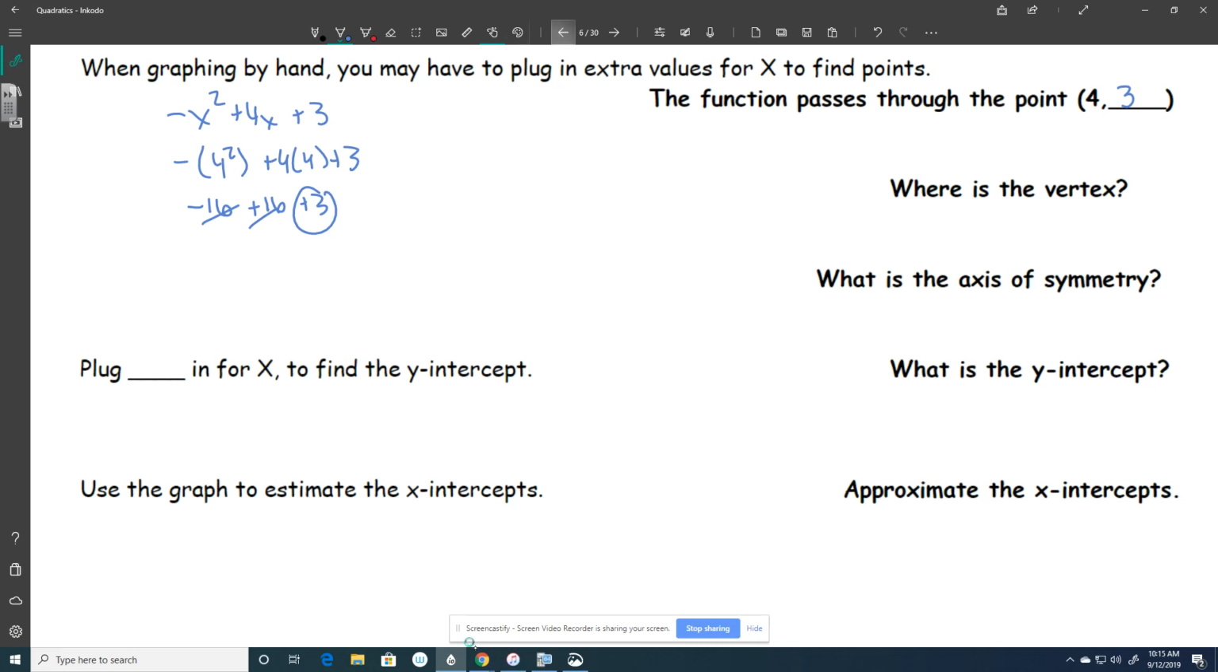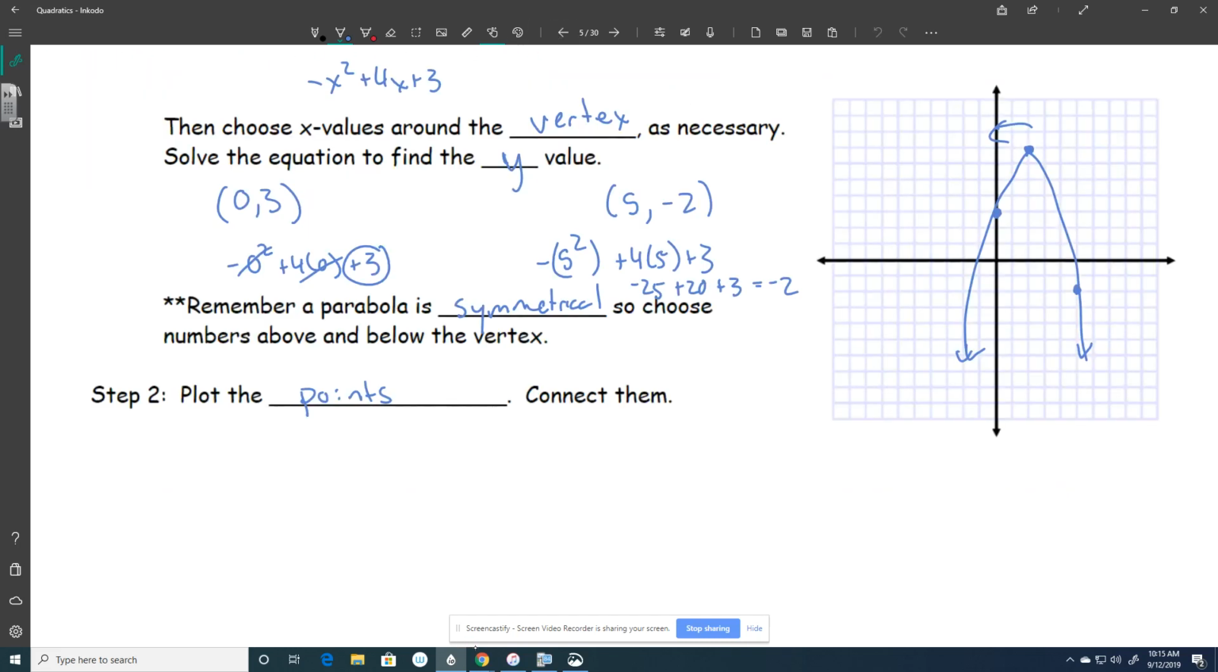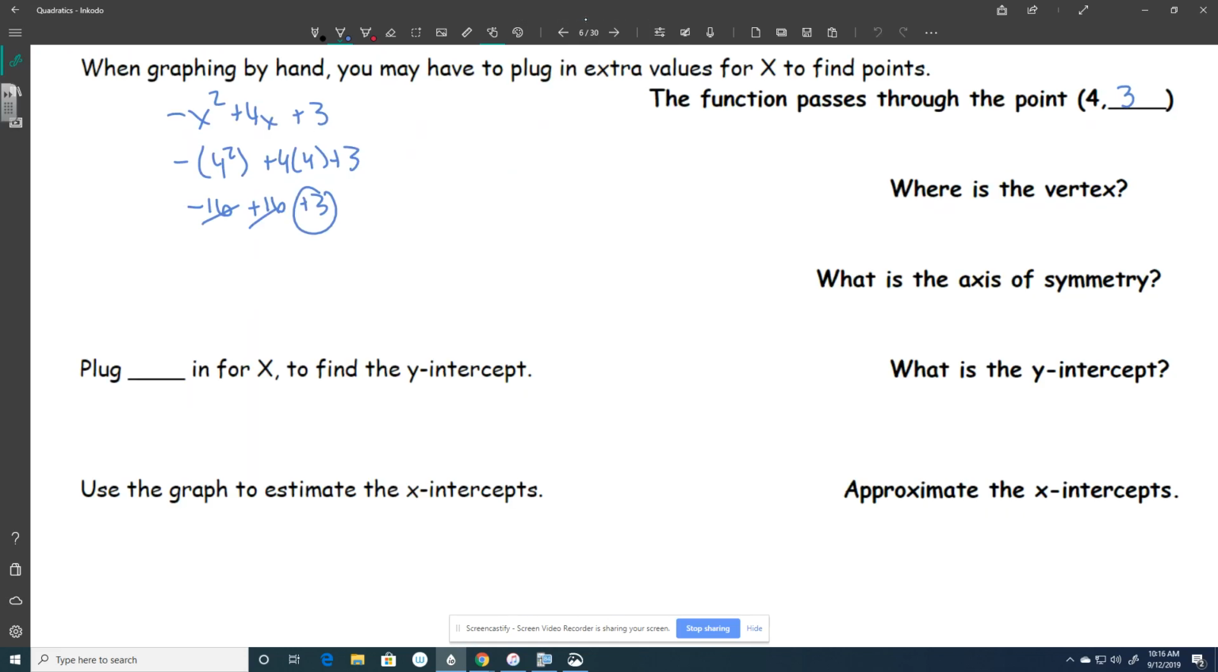Where is the vertex? Well, the nice thing is we already found the vertex. It was this point right here, so (2, 7). So my vertex is (2, 7). What is the axis of symmetry? Well, to do the axis of symmetry, remember, we only need the x value of our vertex. So my x value is 2. So my axis of symmetry is x equals 2.